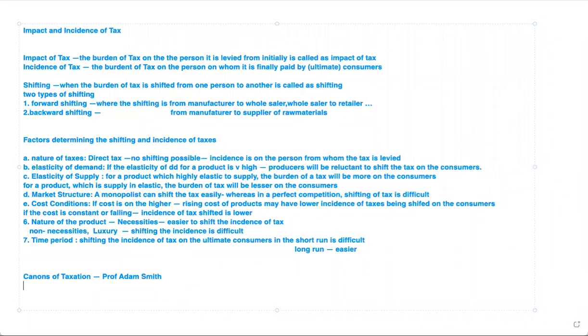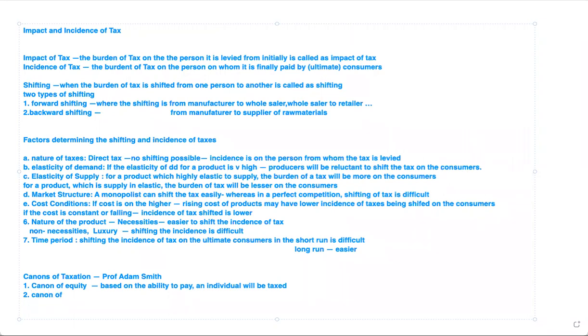So, we also had some modern tax canons included in this, right? Canon of equity. Do you remember canon of equity? Class? Based on the ability to pay, an individual will be taxed. Okay. Any doubts? A tax should be such that it should be based on his ability to pay.